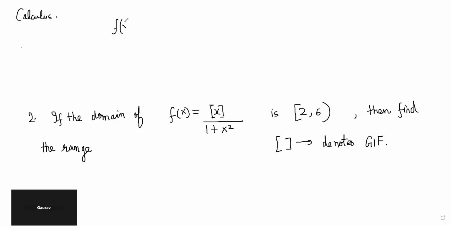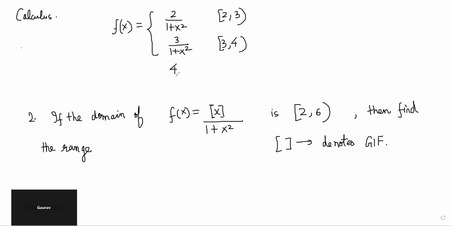The function changes its definition every time you cross an integer. Initially, it is 2 by 1 plus x square for x from 2 to 3, not closed. 3 is not being taken. Then it is 3 by 1 plus x square from 3 to 4, 4 by 1 plus x square from 4 to 5, and finally 5 by 1 plus x square from 5 to 6, not including 6.